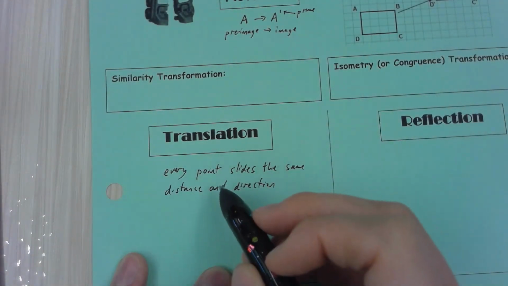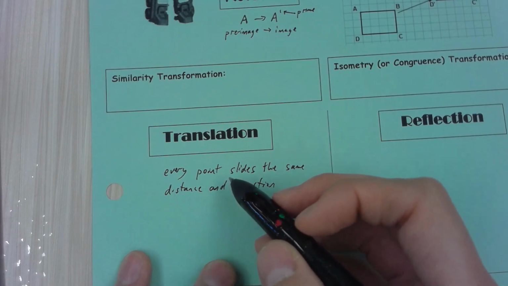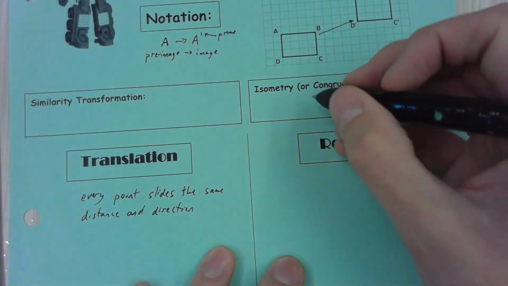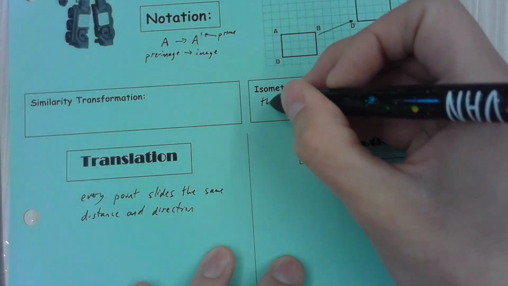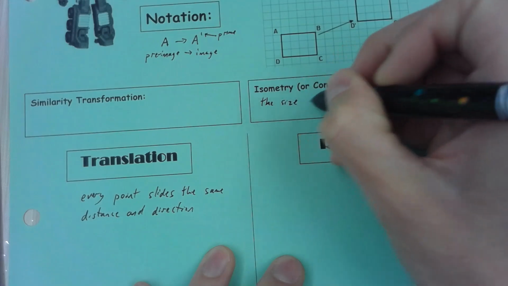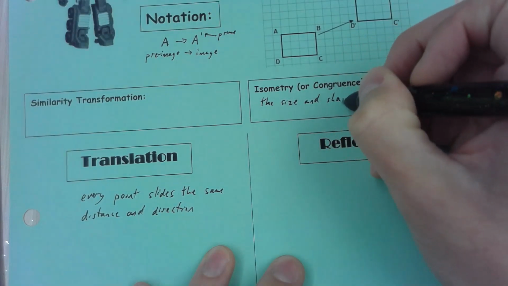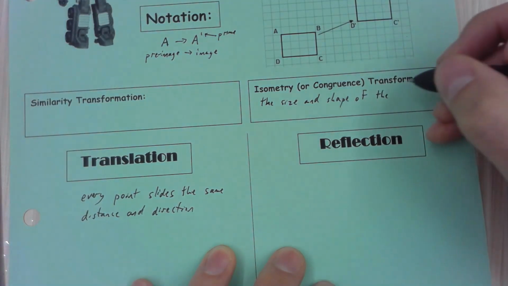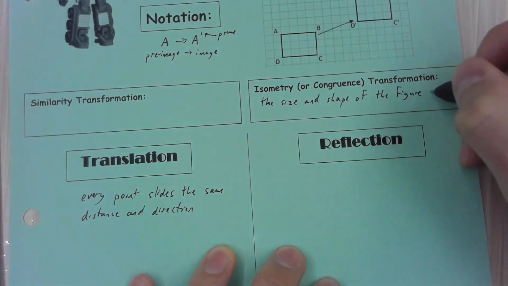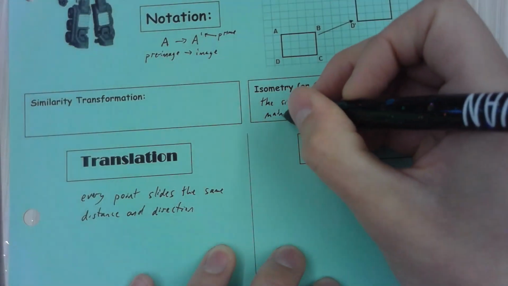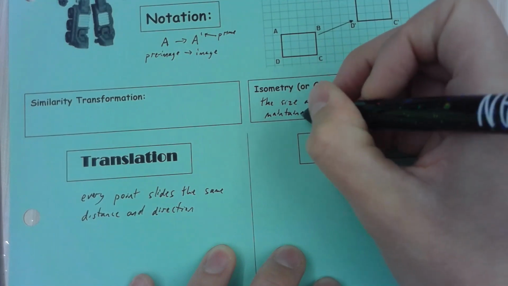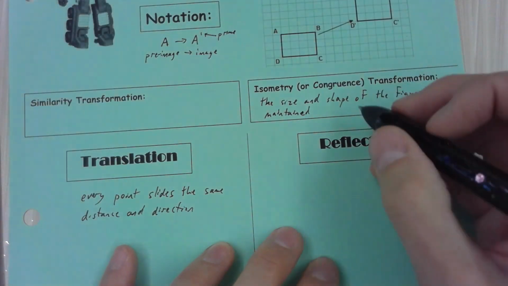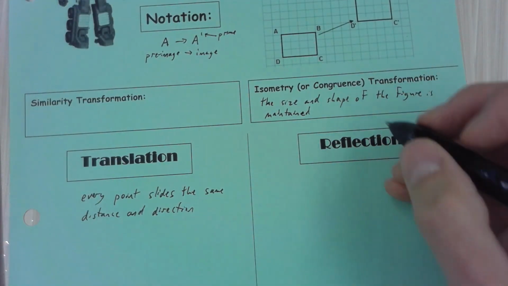So this type of transformation falls into a category of transformations called isometries or congruence transformations, where the size and shape of the figure is maintained. The image and pre-image will be congruent.